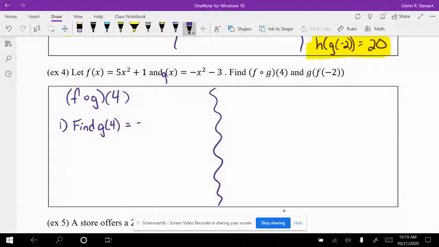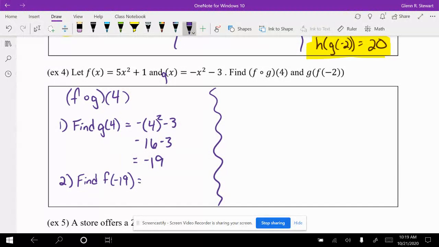In this case, it's negative 4 squared minus 3. So negative 16 minus 3, which is negative 19. And then I would use that to find my f. So in this case, I'd find f of negative 19, because that's what I got whenever I had g of 4. So 5 times negative 19 squared plus 1.